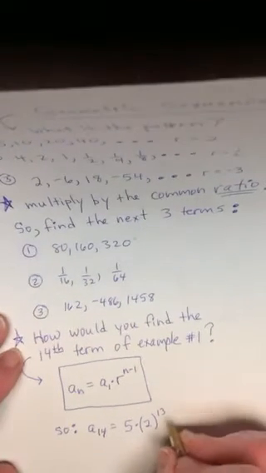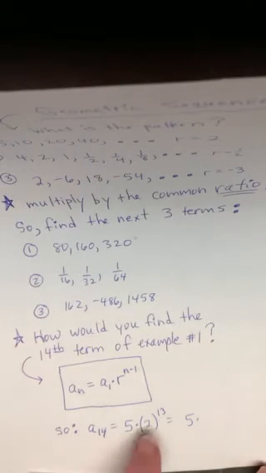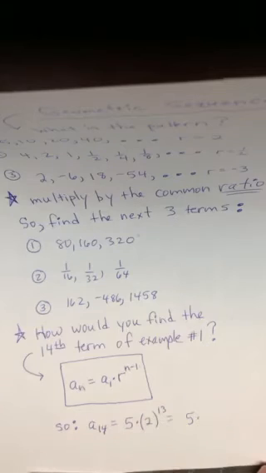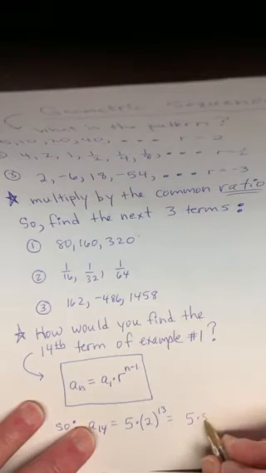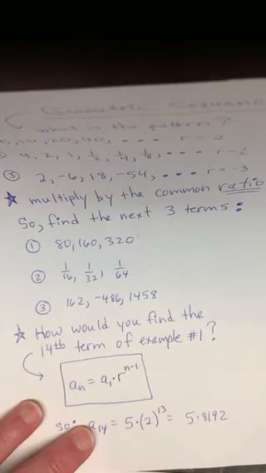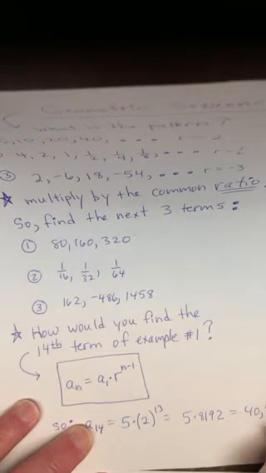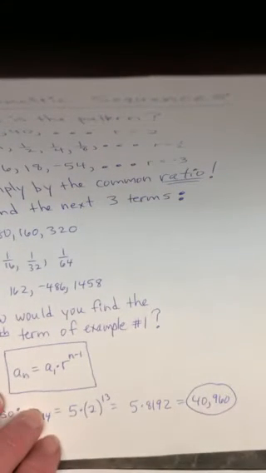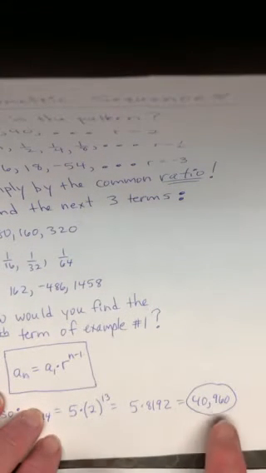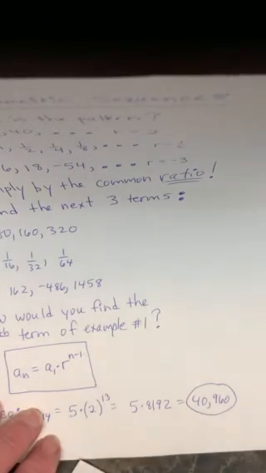Oh, so go to your calculator. We've got 5 times whatever 2 to the 13th power is. Just take 2 and raise it to the 13th power. That's going to be a pretty big number on your calculator. I'm getting 8192, right? And now I take 8192, that was 2 to the 13th, and I times that by 5 and get 40,960. Wow. 40,960. Who would have thunk that that was the 14th number of that sequence? You sure didn't want to have to write all those out.